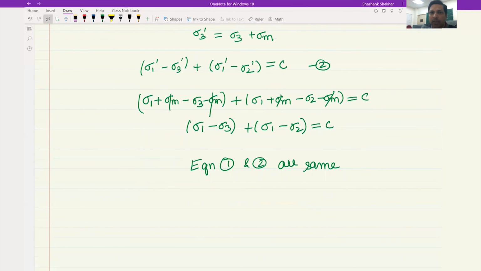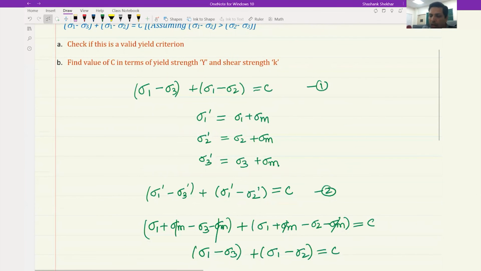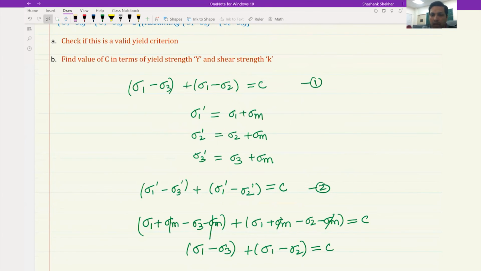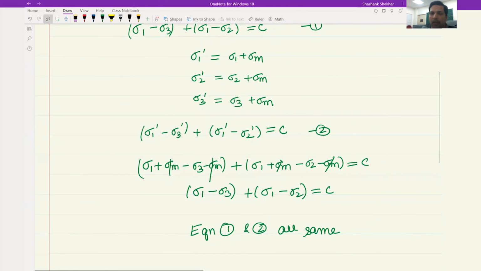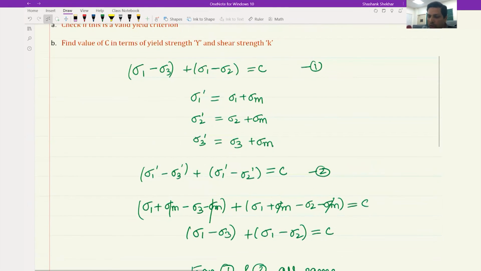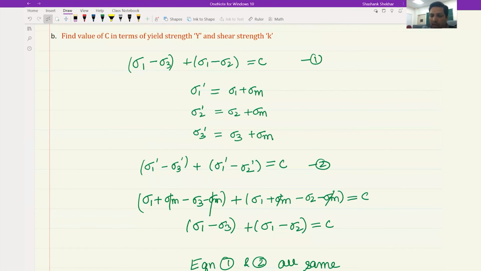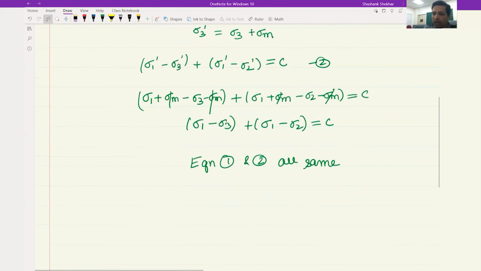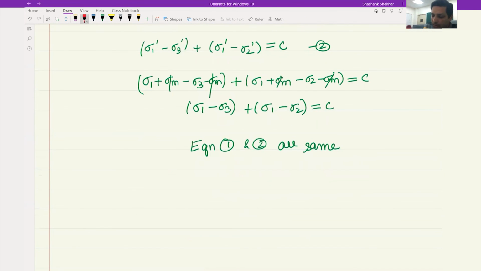Adding the hydrostatic stress did not make any change to this equation, and therefore if the original equation defines that the material will yield, then this equation will also define that the material will yield. If it says no, then this will also say no. There will be no difference, and therefore there is no effect of hydrostatic stress, and it means that this is a valid yield criterion.